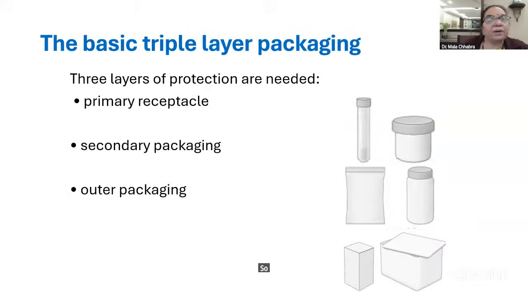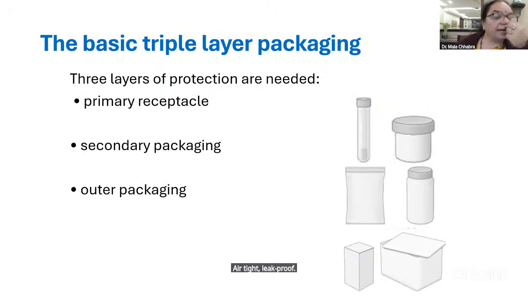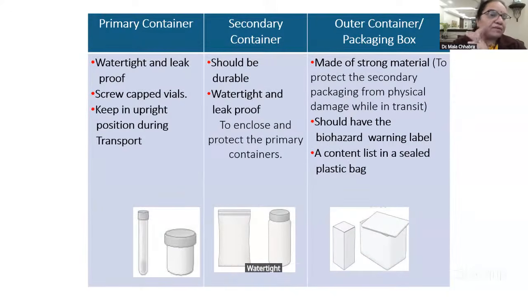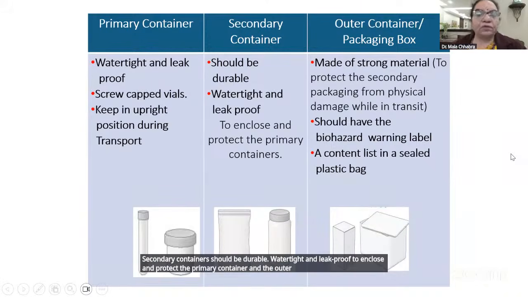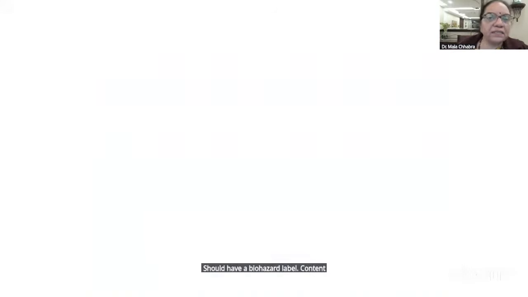So the basic triple layer packaging is the primary receptacle where you put the sample in, and this should be an airtight, leak-proof container. And the secondary packaging is one where the primary container goes in, and then the tertiary. So the primary container: watertight, leak-proof, screw-capped vials kept in an upright position. The secondary container should be durable, watertight, and leak-proof to enclose and protect the primary container. And the outer container should be made of strong material to protect both the secondary and primary container. It should have a biohazard label and a content list sealed in a plastic bag.